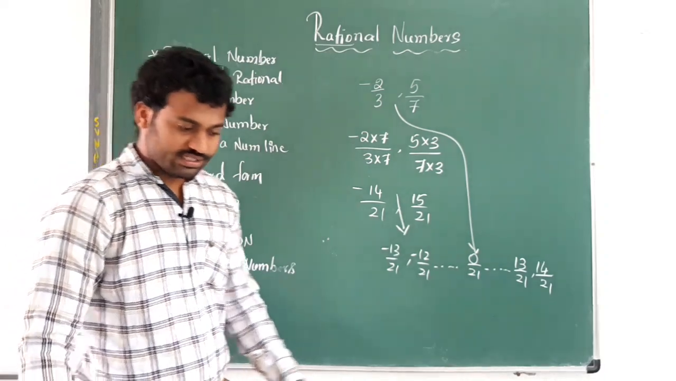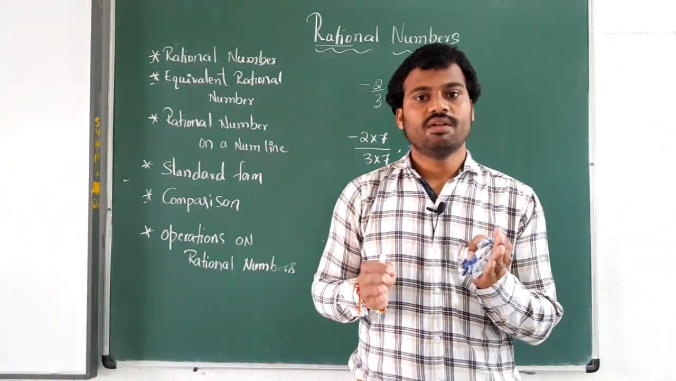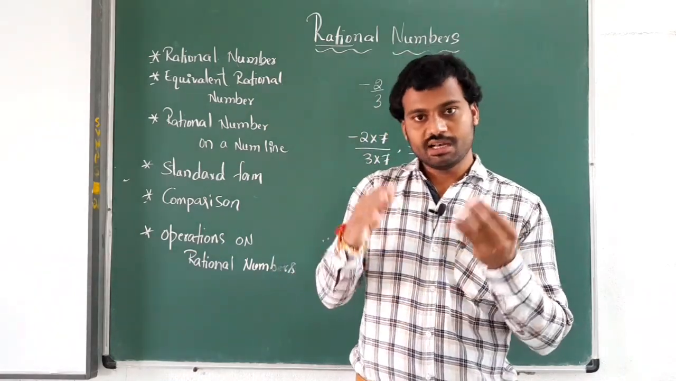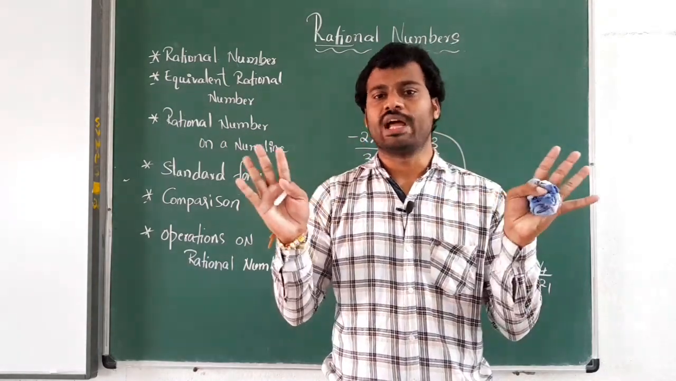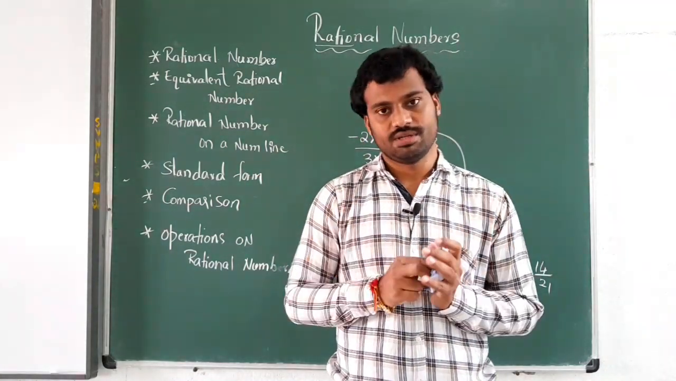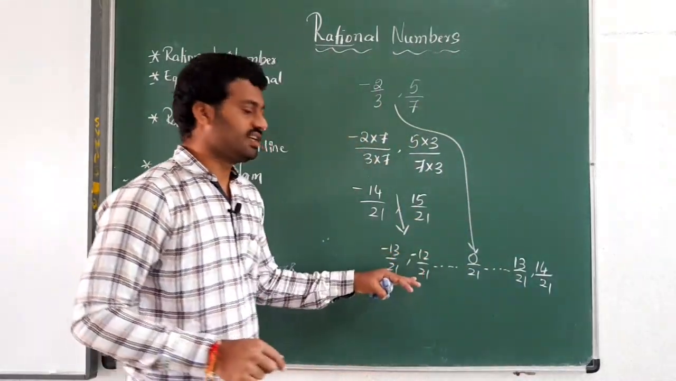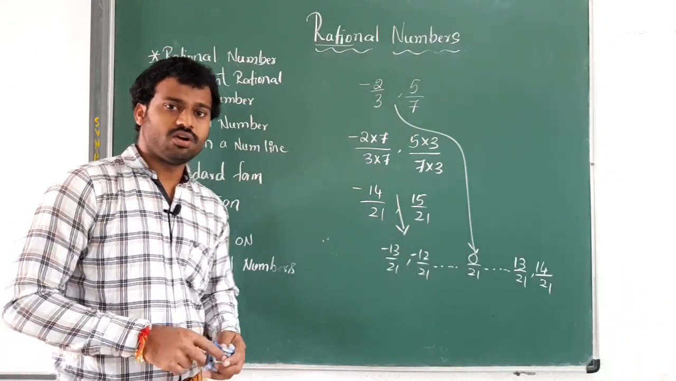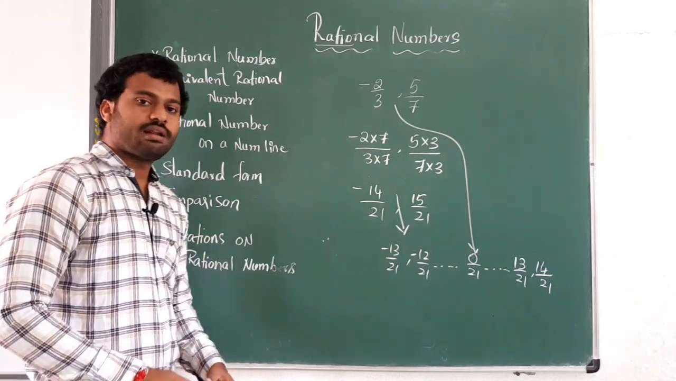Clear? Generally, you can say in between any two rational numbers, there will be infinitely many rational numbers. Infinitely many rational numbers will be in between any two rational numbers. In the next year, we will understand this one clearly. Okay? That is it. Clear or not? So next, operations on rational numbers.